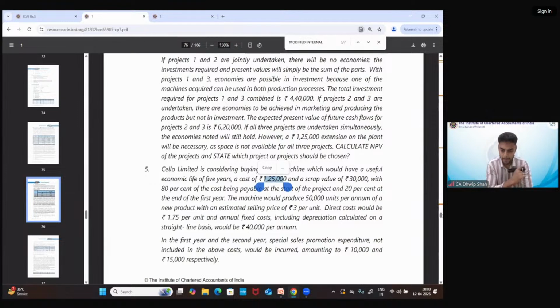Understood? The machine would produce 50,000 units. Selling price is 3. Direct cost is 1.75. And annual fixed cost, including depreciation on SLM basis, is 40,000. So here they have indirectly given the hint on the method of depreciation. That depreciation has to be calculated on SLM. In the first year and second year, special sales promotion expenditure not included in above cost would be incurred amounting to 10,000 and 15,000. So in addition to this fixed cost and variable cost, there is sales and promotion expense. So we have to consider that as well.